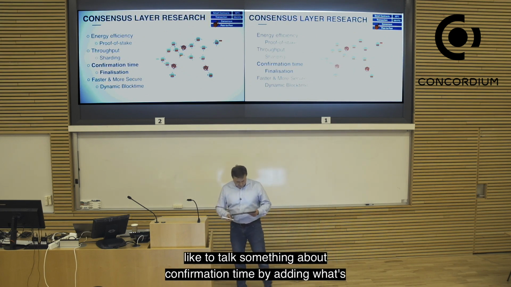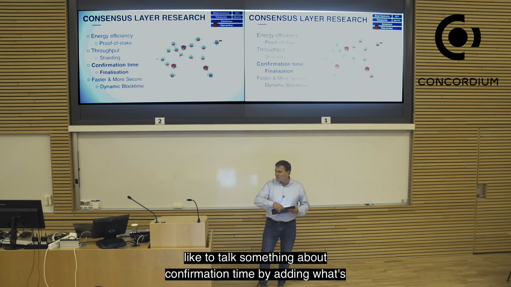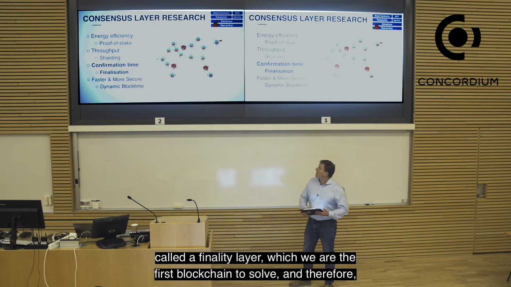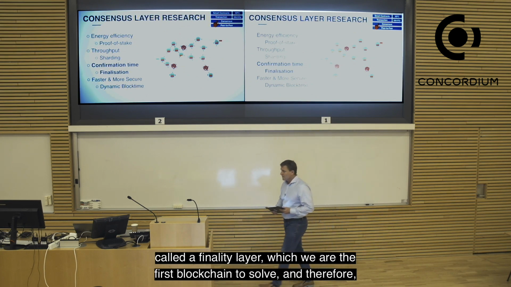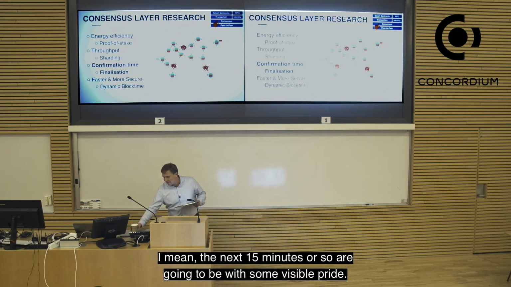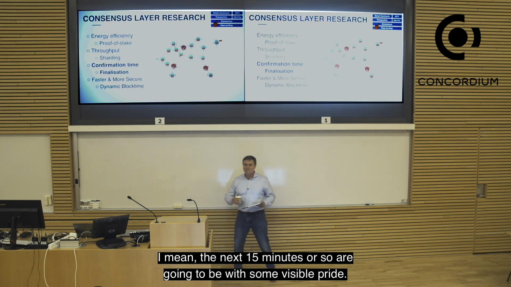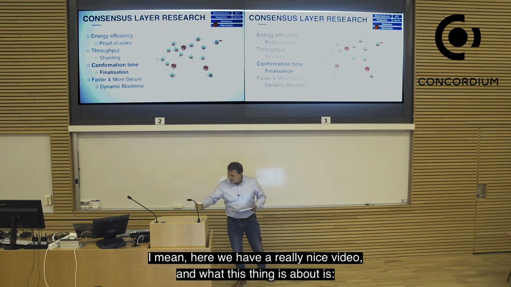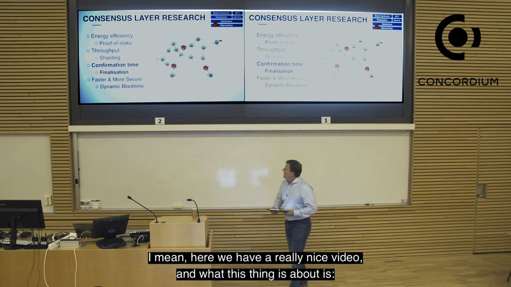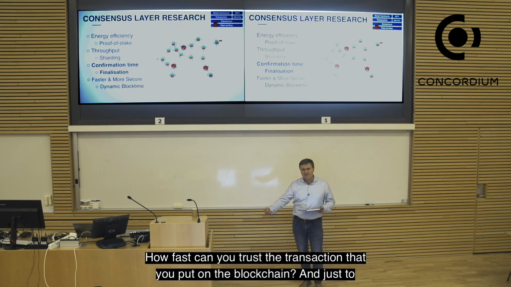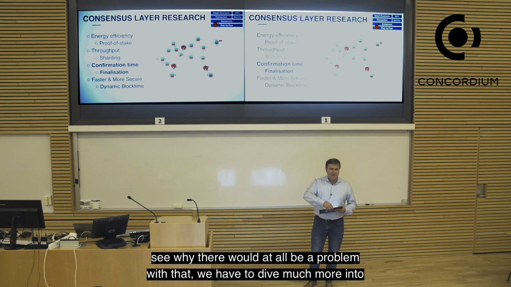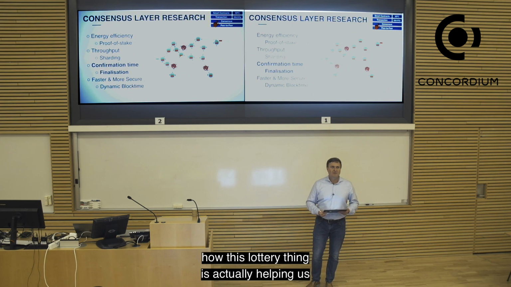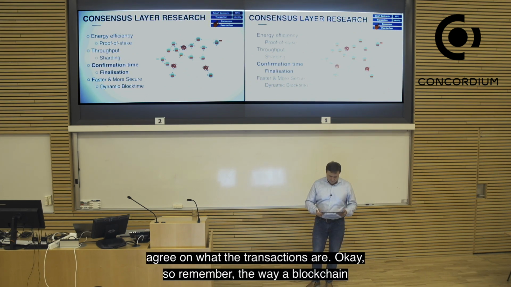Then I would like to talk something about confirmation time by adding what's called a finality layer, which we are the first blockchain to solve. And therefore, the next 15 minutes or so are going to be with some visible pride. Here we have a really nice feature. And what this thing is about, it's how fast can you trust the transaction that you put on the blockchain? And just to see why there would at all be a problem with that, we have to dive much more into how this lottery thing is actually helping us agree on what the transactions are.